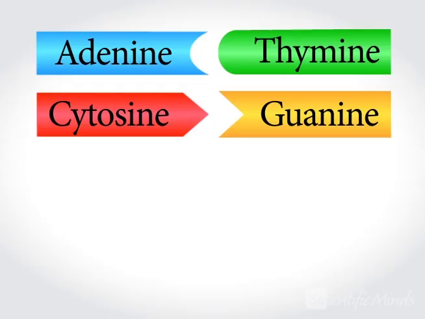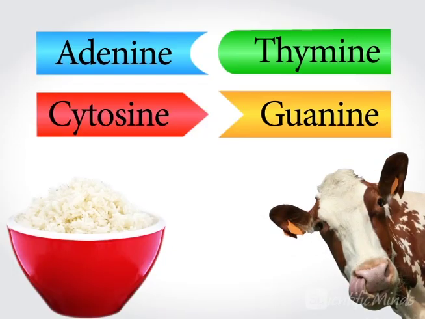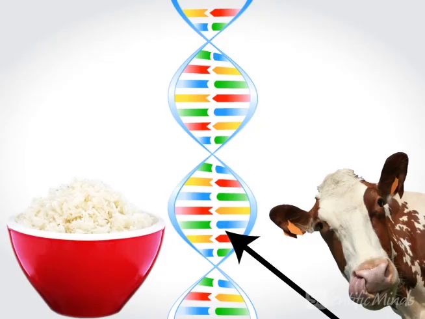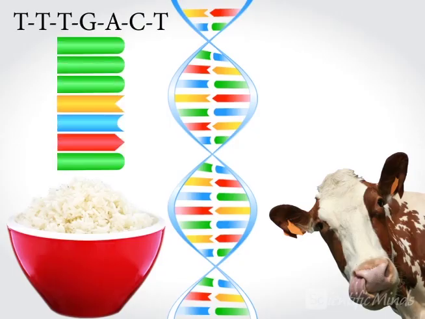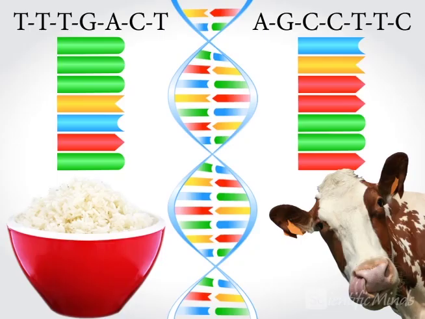If all organisms have the same 4 nucleotides in their DNA, then what makes rice somewhat different from other grasses and considerably different from a cow? The differences come because nucleotides are arranged in different sequences along the DNA strands of different organisms. The sequence TTT-GACT carries a totally different genetic message from the sequence AGC-CTTC. One gene can contain about 1,200 of these base pairs, which allows for lots of differences in the coding of each gene.